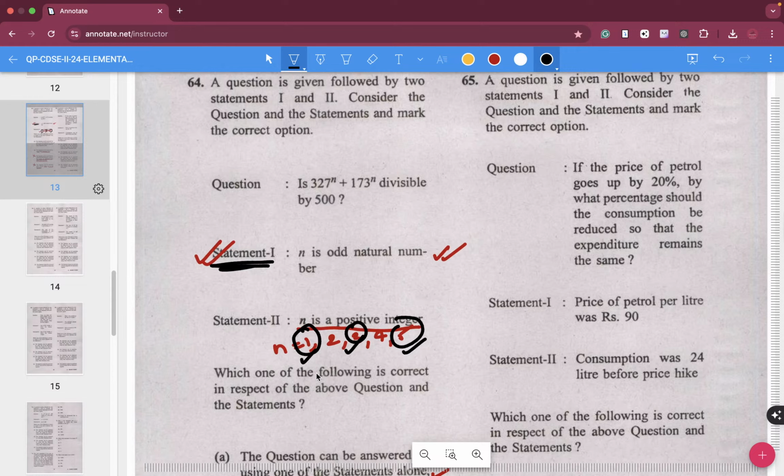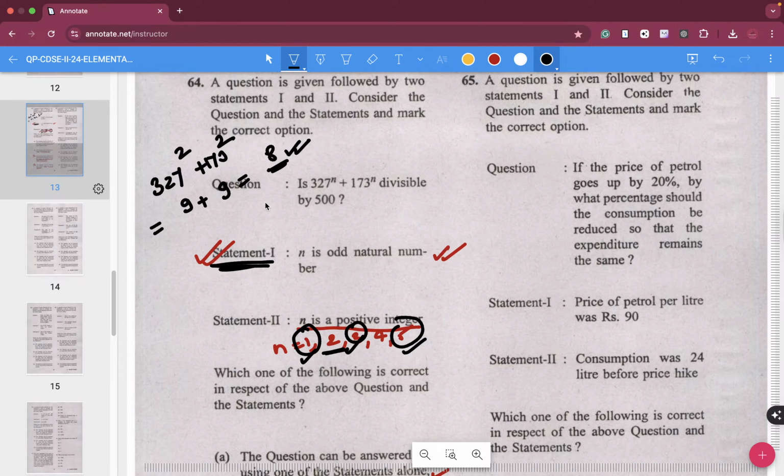But what actually happens if you have to check it for 327 whole square plus 173 whole square? This particular number is how much? 7 square is 49, unit digit is 9, plus 3 square is 9, unit digit is 9, so the unit digit is 8.